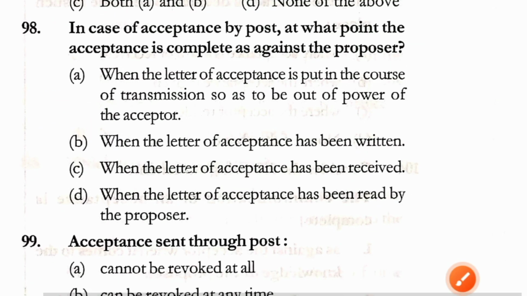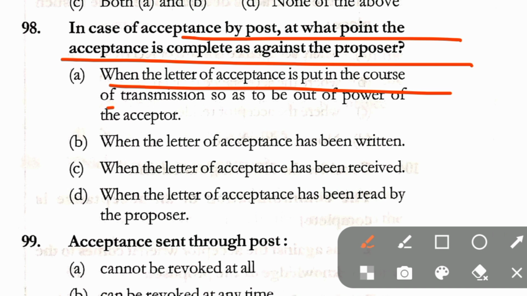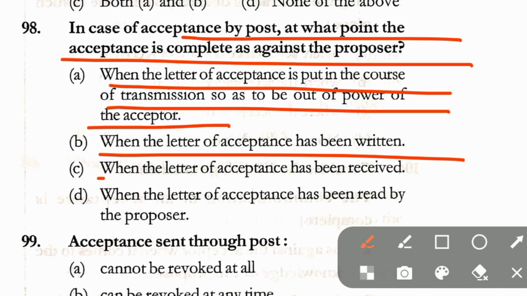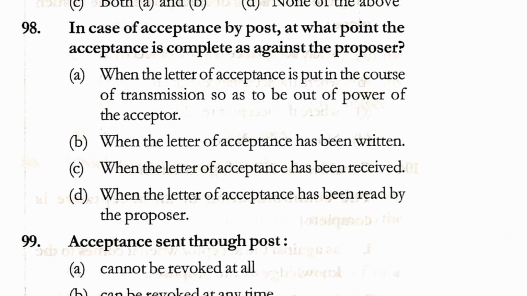Question number 98. In case of acceptance by post, at what point is the acceptance complete as against the proposer? Option A, when the letter of acceptance is put in the course of transmission so as to be out of the power of the acceptor; B, when the letter of acceptance has been written; C, when the letter of acceptance has been received; D, when the letter of acceptance has been read by the proposer. Here in question number 98, the correct answer is option A, when the letter of acceptance is put in the course of transmission so as to be out of the power of the acceptor.